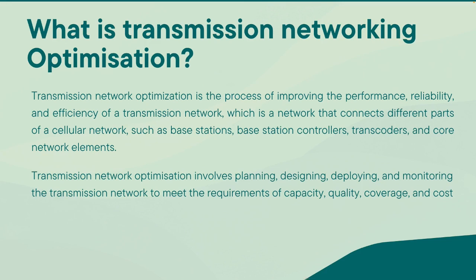So before we move on to the transmission network optimization, I would like to cover what the transmission network optimization is. Transmission optimization refers to the process of improving the performance, reliability, and efficiency of a transmission network, which is a network that connects different parts of the cellular network, such as the base station controller, or we can call it a BSC, transcoder, and core network elements.